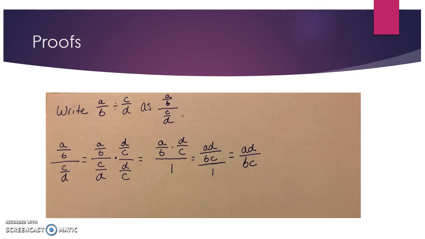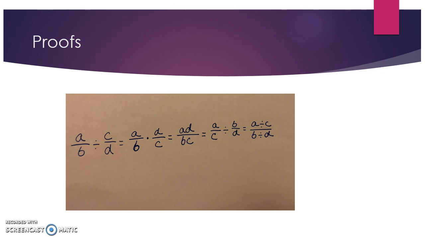So now that we know that multiplying by the reciprocal works, we want to know if dividing straight across would be the same thing as multiplying by the reciprocal. So I did this second little proof here, and I have a over b divided by c over d. The first thing I did was multiply by the reciprocal.